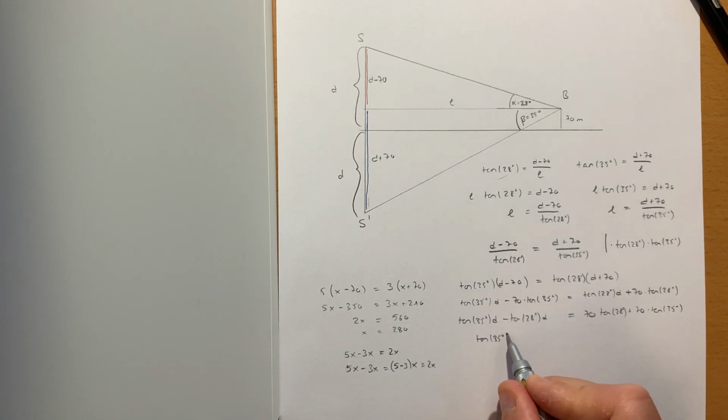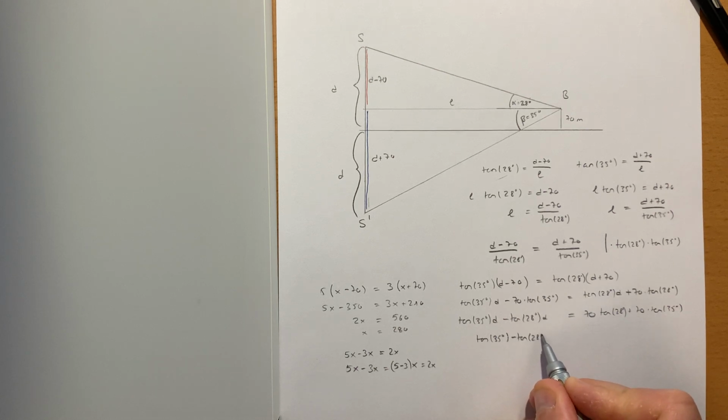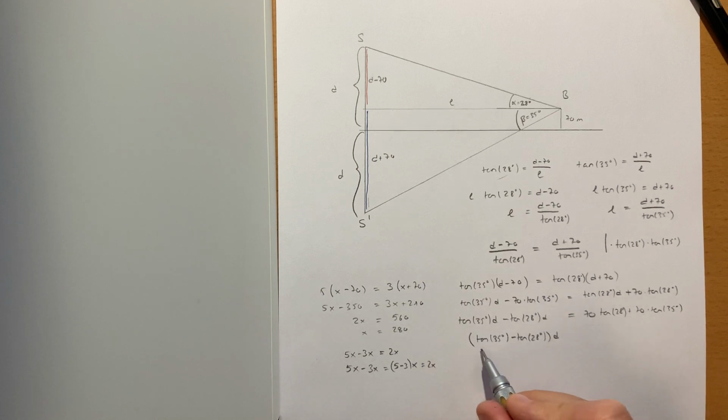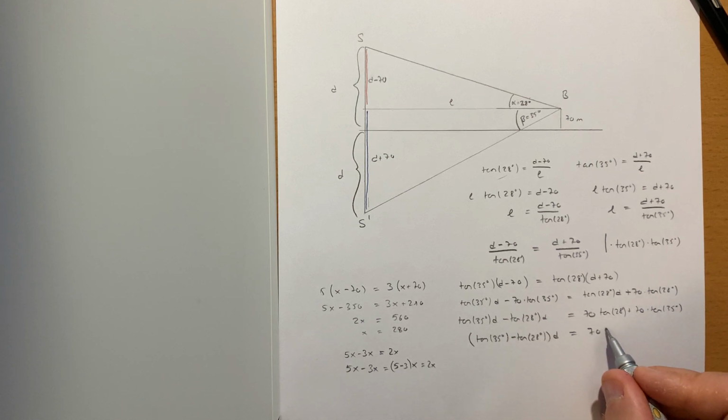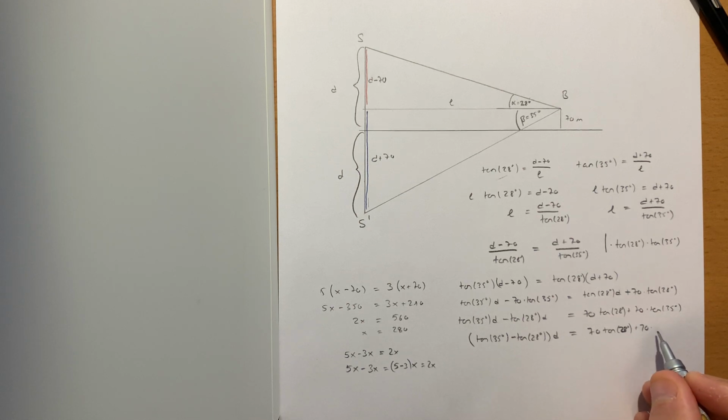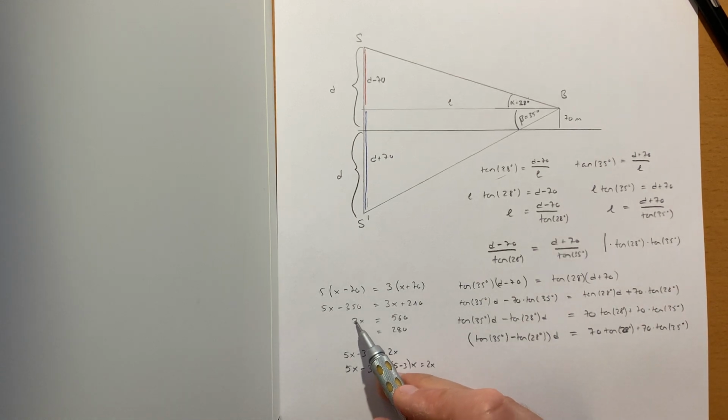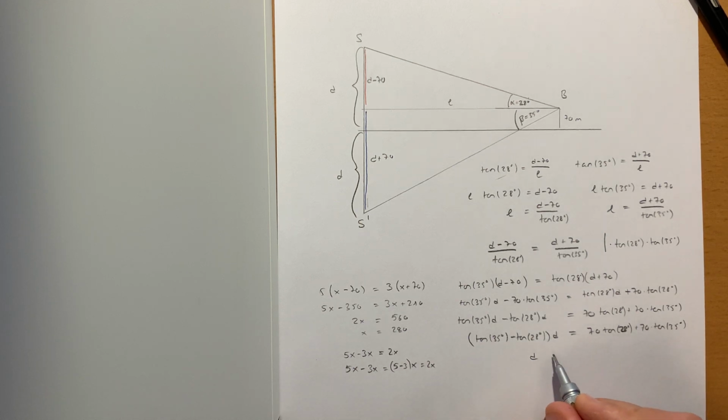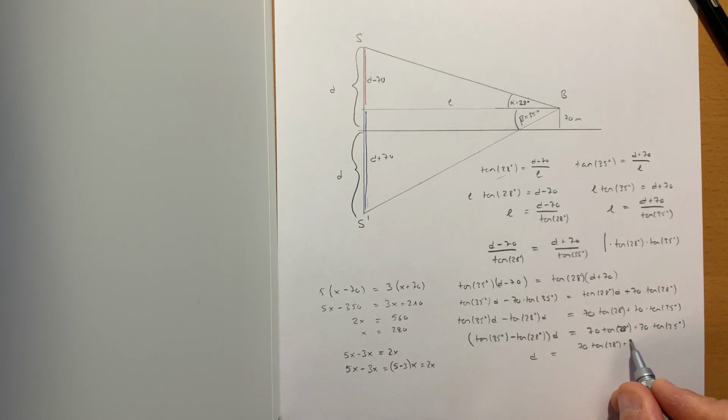Tangent 35 minus tangent 28. So you factor out your D. This is now a number like 2, but more complicated. And over here, you're still left with 70 times tangent 28 plus 70 times tangent 35. So now you divide by these brackets. So D is 70 times tangent 28 plus 70 times tangent 35 divided by tangent 35 degrees minus tangent 28 degrees.